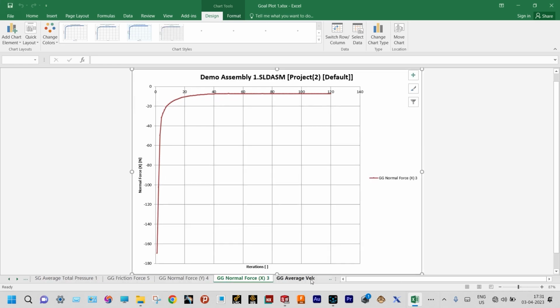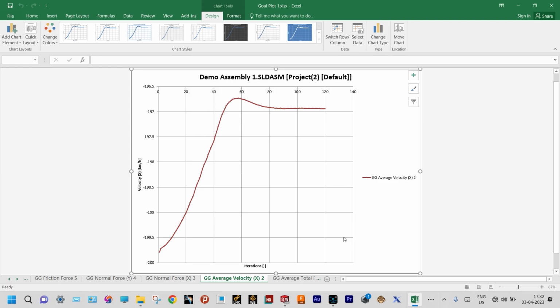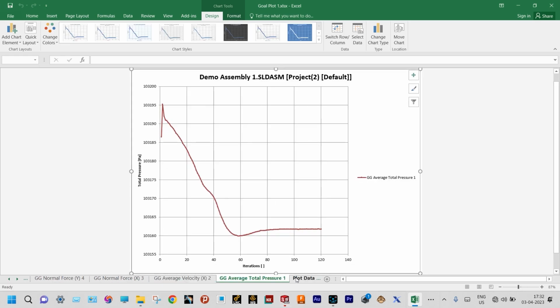And next one is a global goal, that is normal force. Finally, you can see here average velocity after 120 iterations. Here it is. Average velocity is actually 196.942 km per hour. And the last part, you can see average total pressure after 120 iterations. Average total pressure is 10316.76 Pascal.